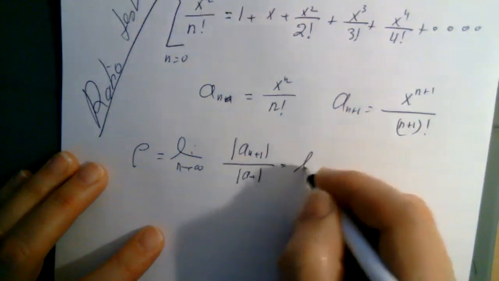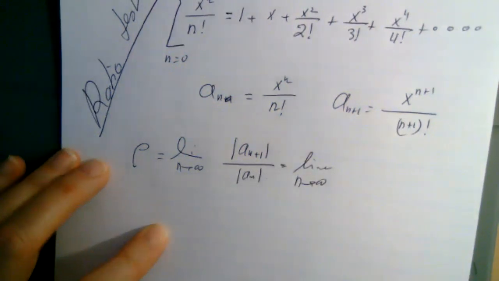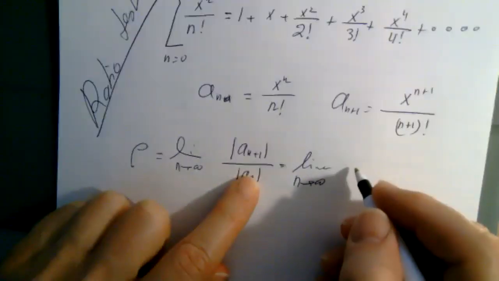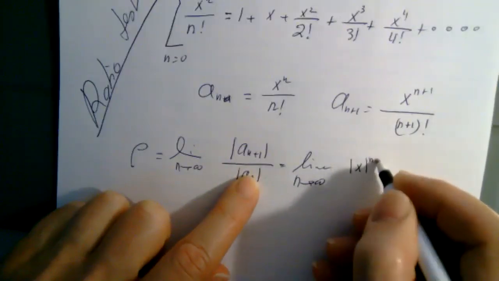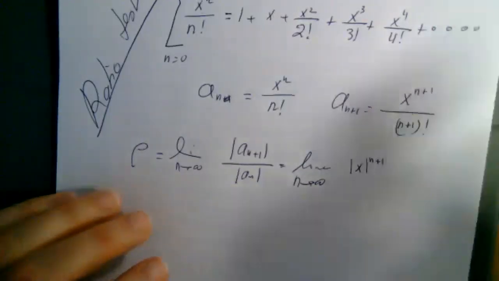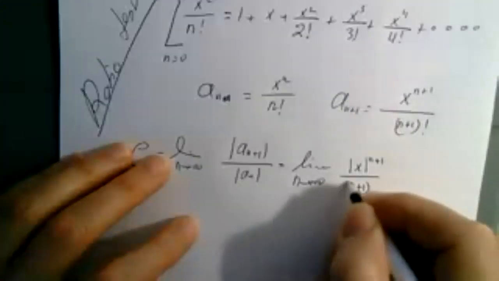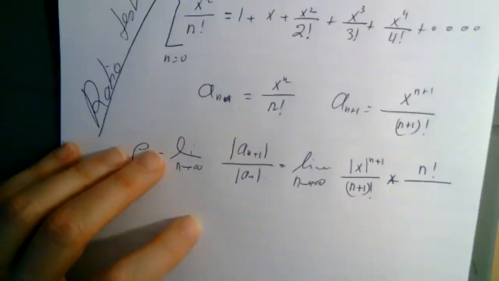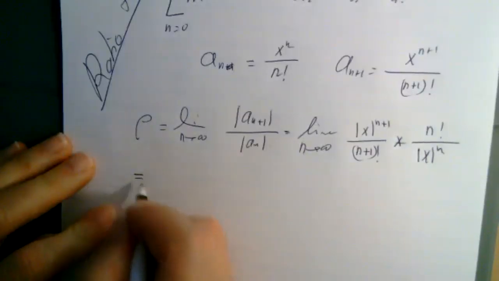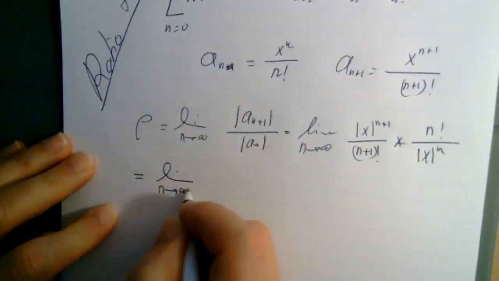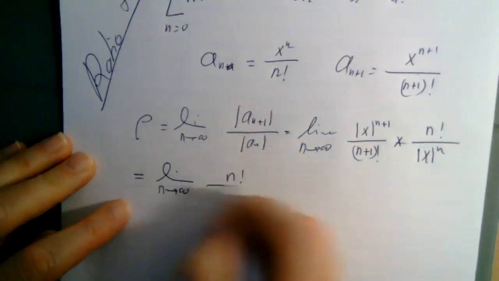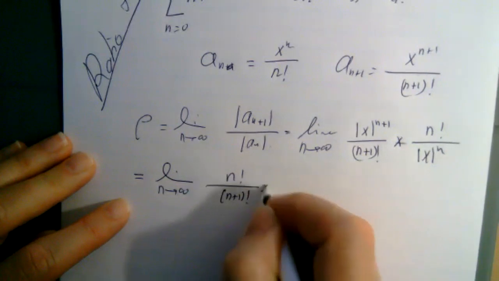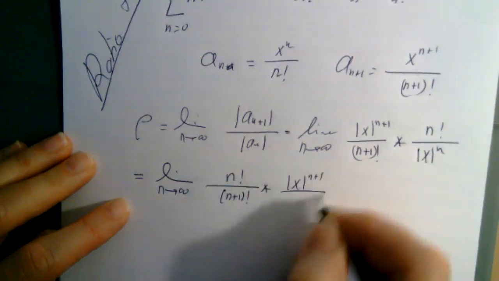So let's compute this. That's the limit as n tends to infinity of a_{n+1} over a_n. As I did yesterday, when you take it in absolute value, it's going to give me absolute x to the n plus 1 over n plus 1 factorial times n factorial, because we're going to flip the a_n, over absolute x to the n. This will give rise to the limit as n tends to infinity of, I put like terms together, n factorial over n plus 1 factorial times absolute x to the n plus 1 over absolute x to the n. So let's compute this limit.